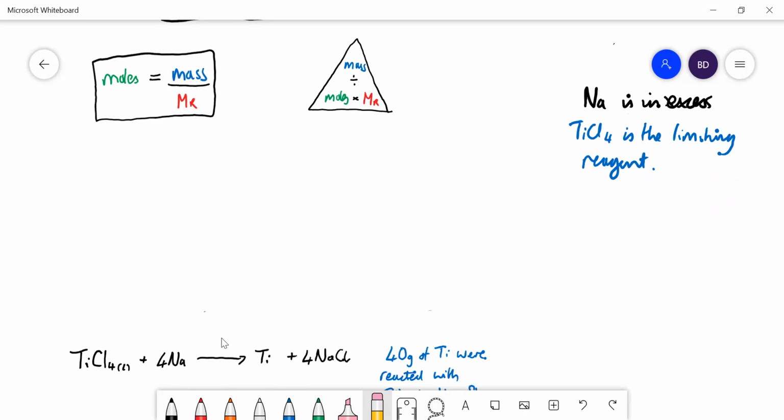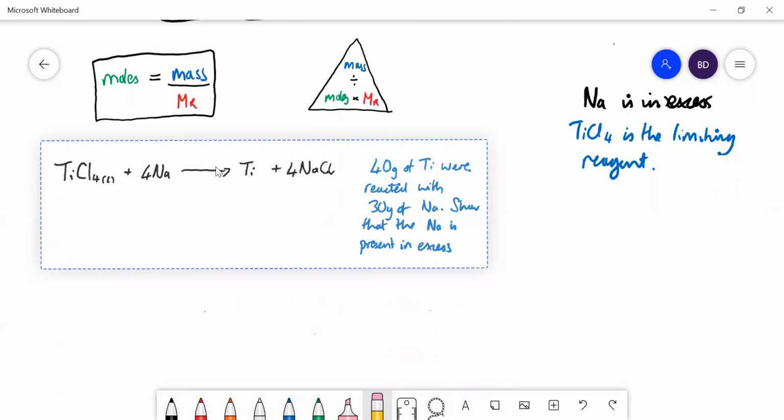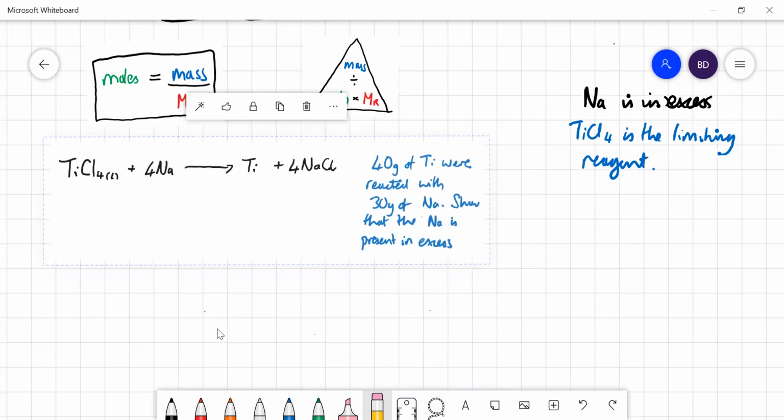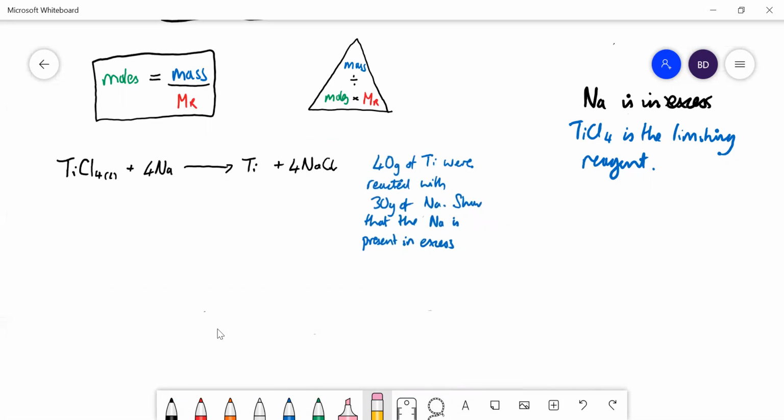Right, so here we have titanium chloride with sodium, same reaction as before. It says we've got 40 grams of titanium chloride reacted with 30 grams of sodium. And you've got to show that the sodium is present in excess, or in other words, that titanium chloride is the limiting reagent. It's the opposite way of saying it. The reactant or reagent, it doesn't really matter. Okay, so how do we do this?